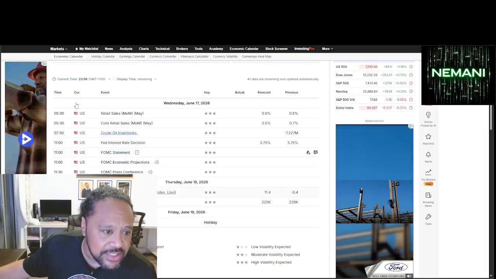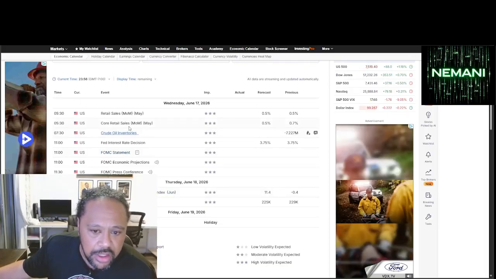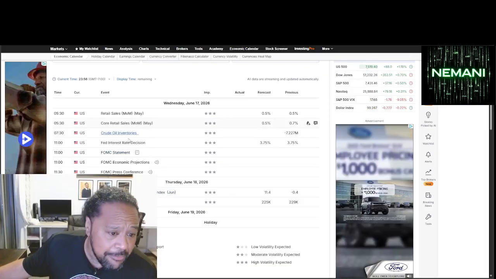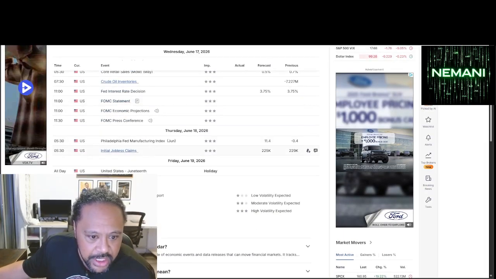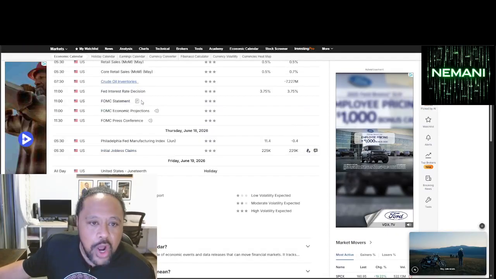An event like this, a lot of times I'm going to allow the market to make its moves. So I may or may not take a trade in here. And then Thursday, you have this. And then Friday, you have Juneteenth. Go on and log on, create an account.